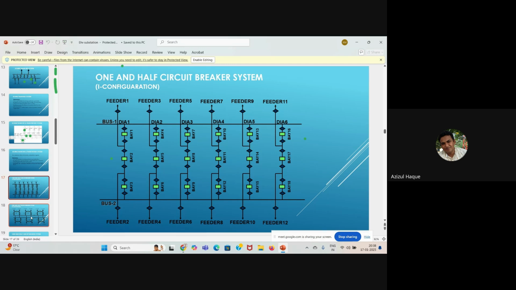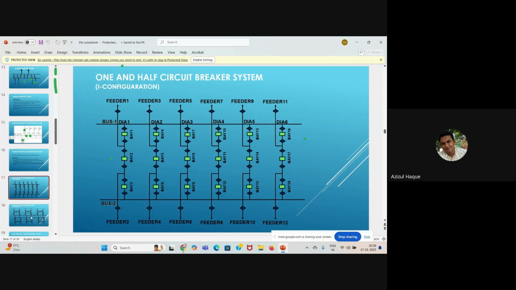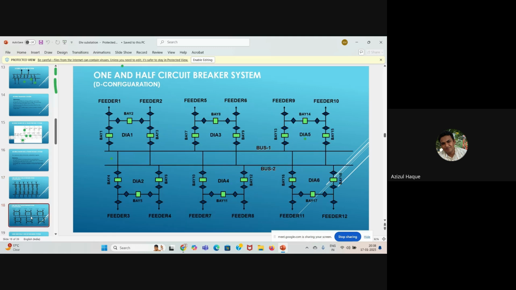Now let us come to how the transfer bus facility, whatever facility is available in the transfer bus scheme, the double main and transfer bus scheme, that facility is also available in this scheme. Let us see how it happens. Okay, next slide. That is also a 1.5 breaker system, but only the configuration is different. This is called D type configuration, and in the previous slide it was I type configuration. Here the arrangement of the tie bay is different.